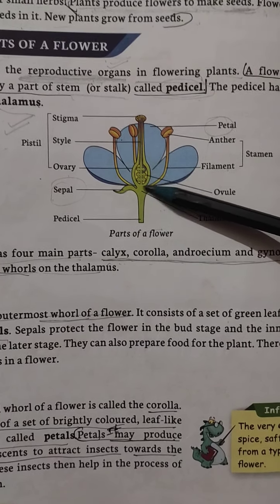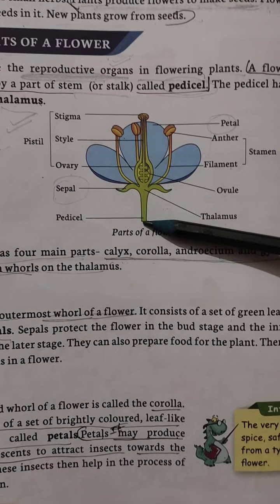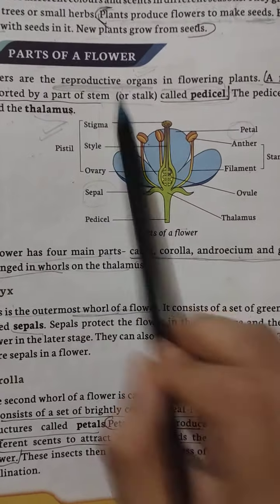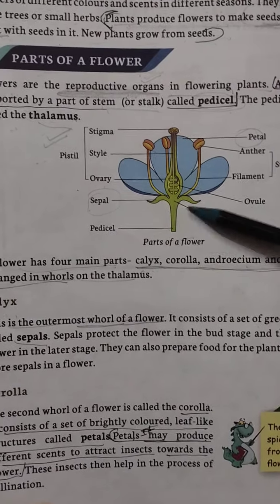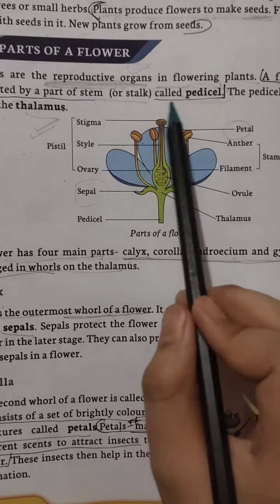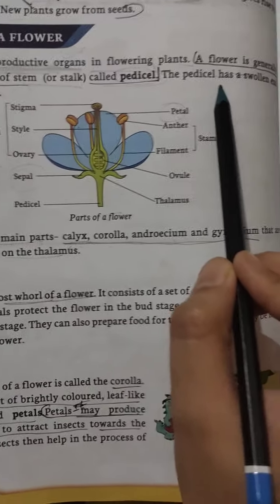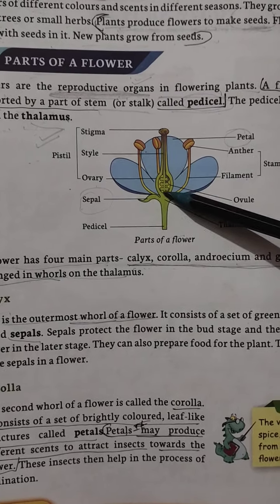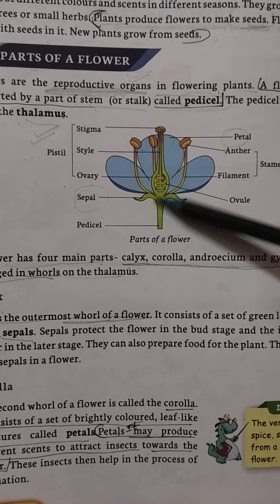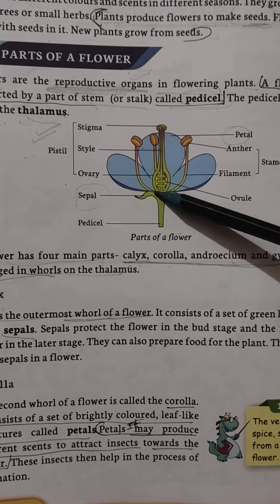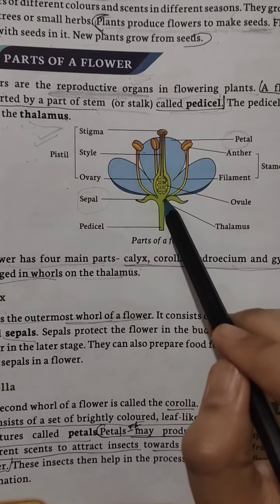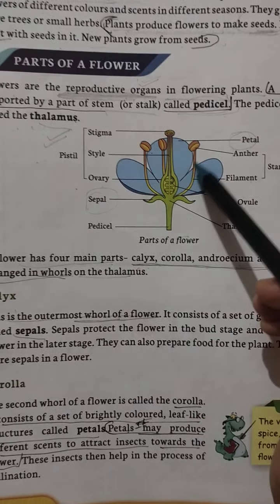What is pedicel? Pedicel एक stalk like structure होता है जो stem के साथ flower को attach करता है. You must have seen this green portion that attaches the flower to the stem. This is called pedicel. The pedicel has a swollen end called the thalamus. यहाँ पे एक मोटा सा कुछ structure होता है which is called thalamus. It is swollen end जिससे flower attach होता है. Thalamus का काम क्या होता है? It stores food for the flower.